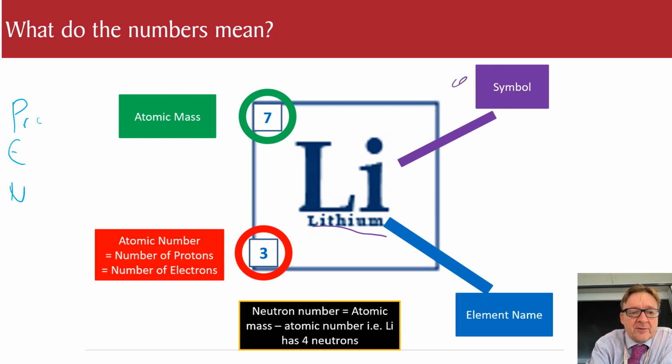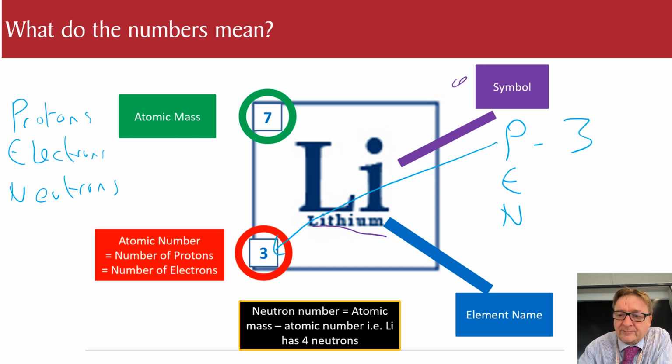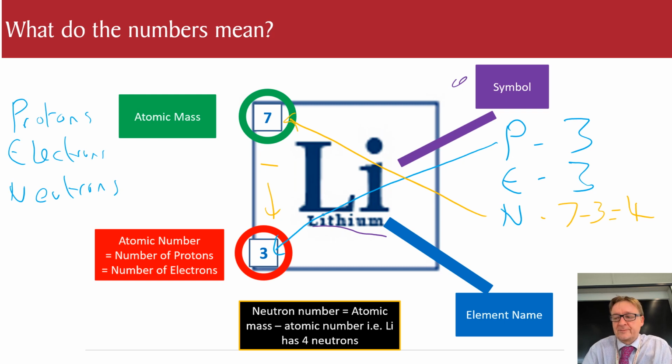PEN is the protons, the electrons, and the neutrons. All right? Now, just quickly, let me show you how you actually use PEN. The number of protons is that number there. It's a small number. The number of electrons is always the same. And the number of neutrons is that number take away that number. So it would be 7 take away 3 equals 4, which is then the number of neutrons.